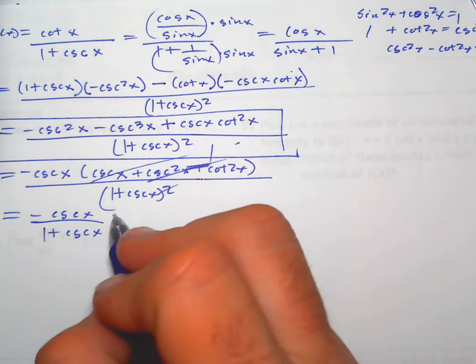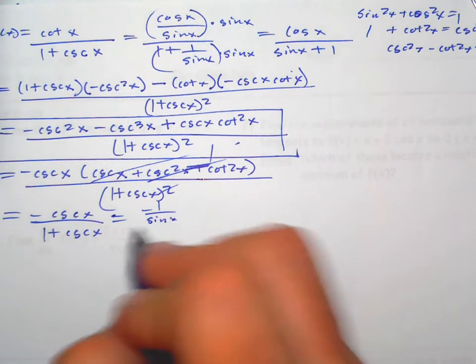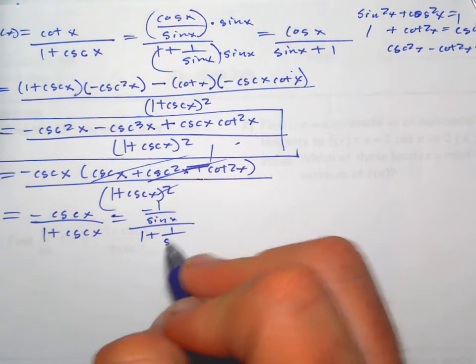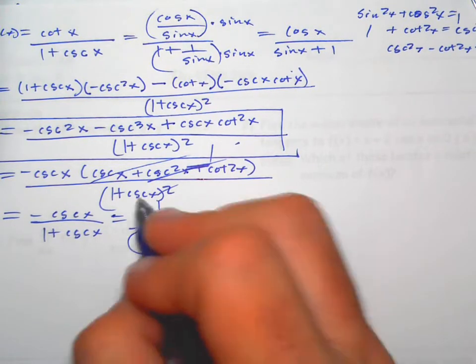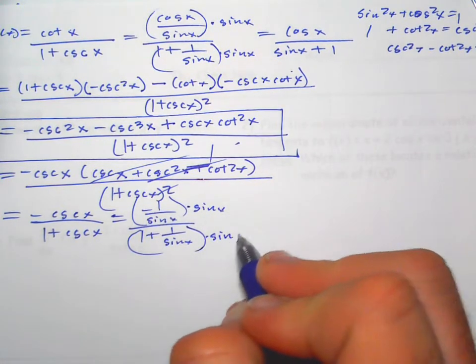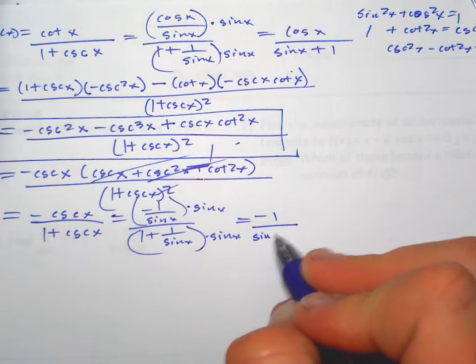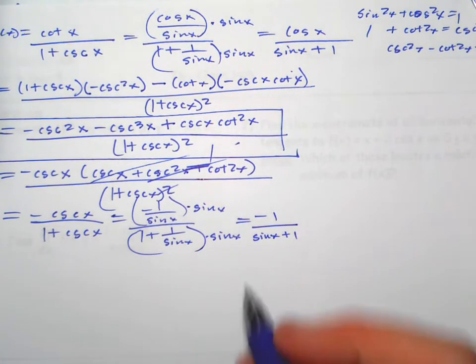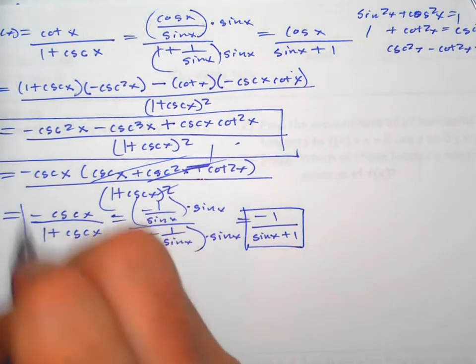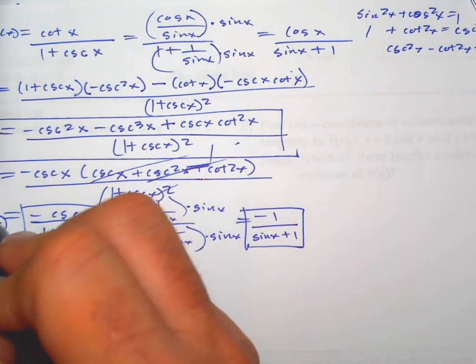Or, in other words, another version of the answer would be negative 1 over sine x plus 1. That's how it works. There are lots of different versions of the answers.